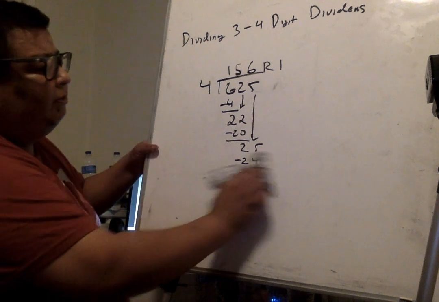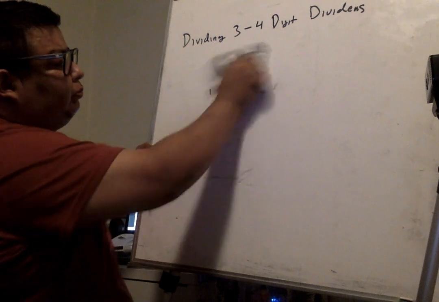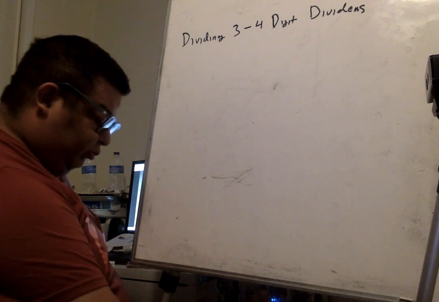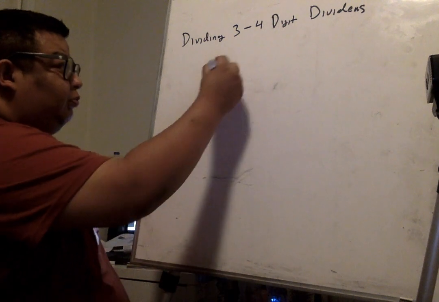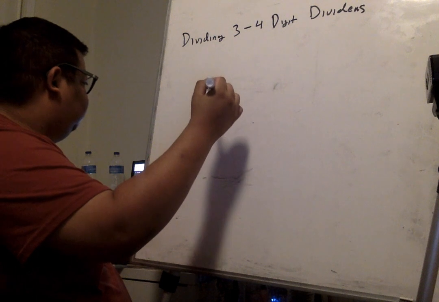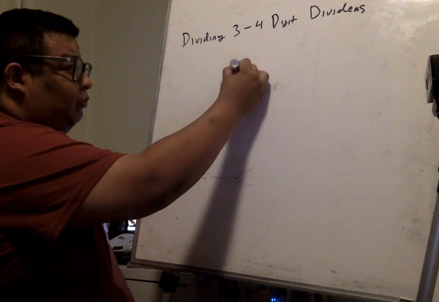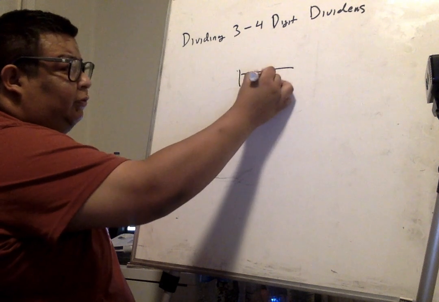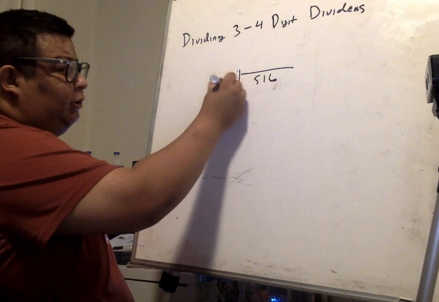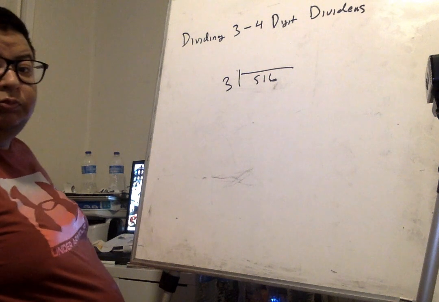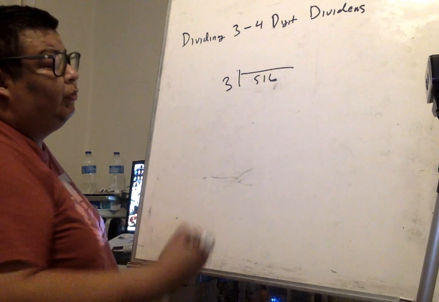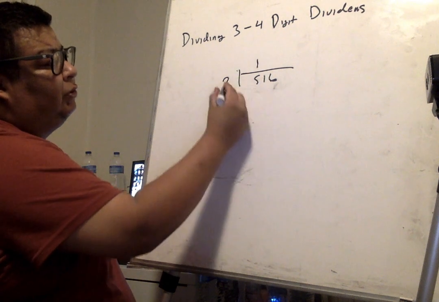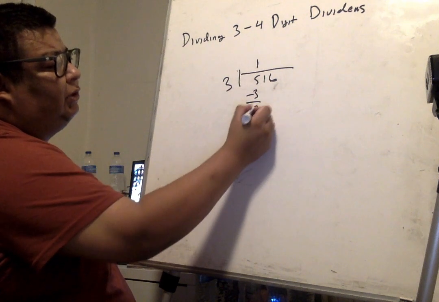Let's do one more example for 3 digit. So 5, 16 and 3. Again, how many times does 3 goes into 5? 1 time. So 3 times 1, 3, 5 minus 3, 2.